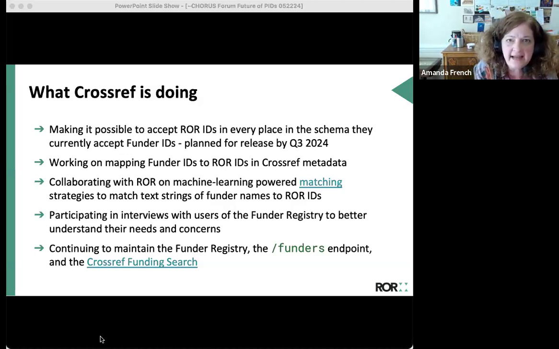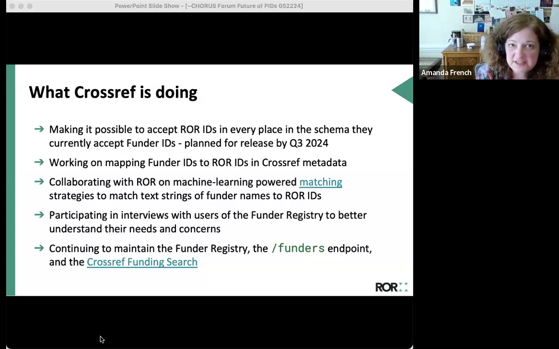We're also looking at working on a way of doing this enhancement or inflation, I suppose, in that wherever there are funder IDs in Crossref metadata, Crossref may choose to insert an assertion saying this funder ID maps to this ROAR ID. We've also been working together to improve these matching strategies. So instead of mapping one ID to another ID, matching is more about matching text strings to identifiers. So both ROAR and Crossref are working on those to make sure that those are as accurate as possible.